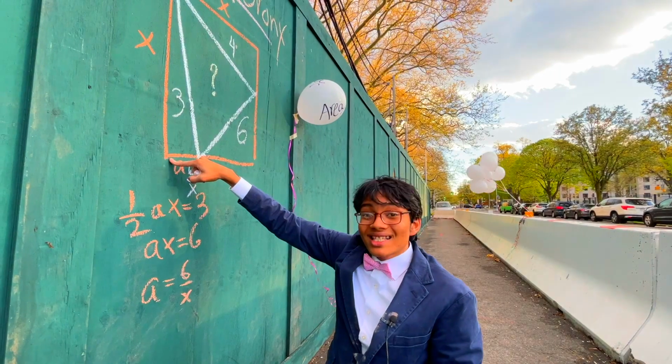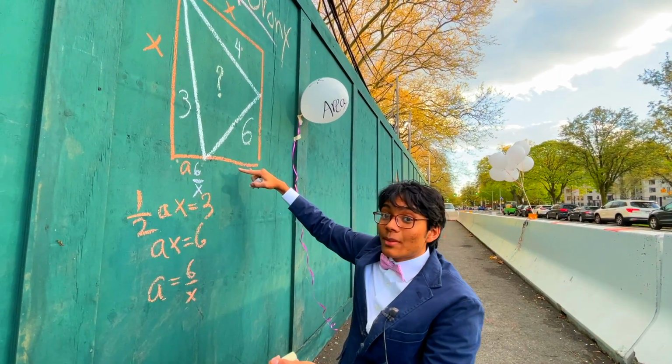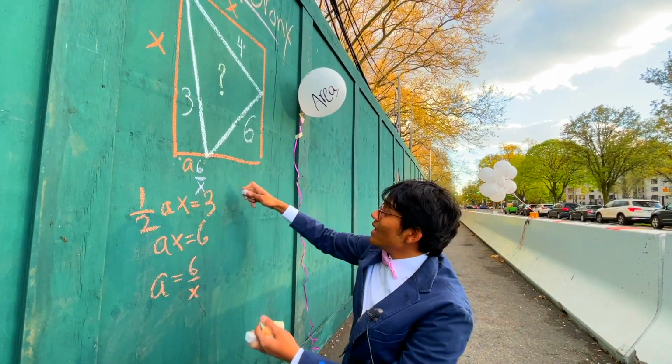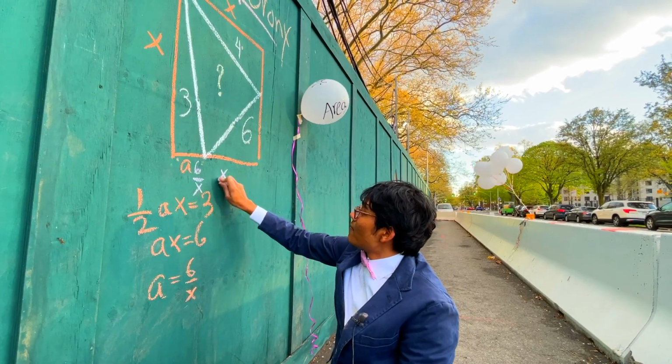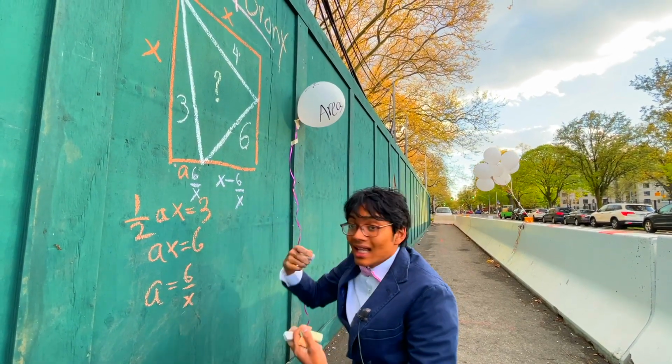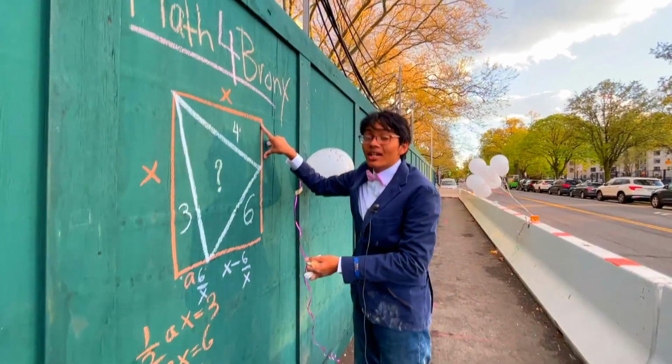Alright, so why is that useful? That's useful because the remainder of the segment is just going to be what? It's going to be x minus 6 over x. Okay? So now we can apply the same strategy to that segment.